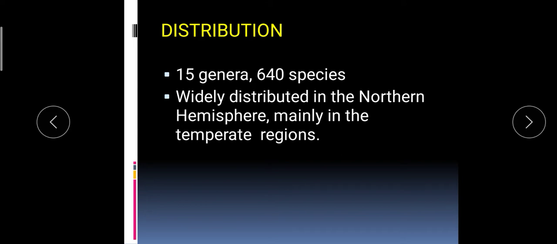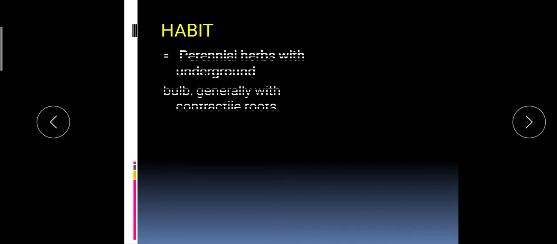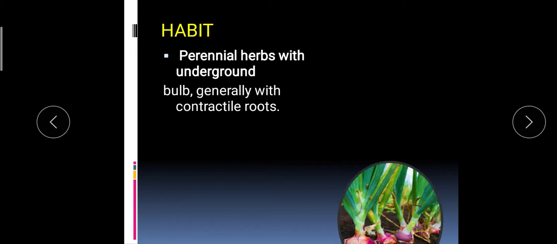And how it is distributed: usually it is widely distributed in the northern hemisphere and also in the temperate regions, and this family includes about 15 genera and 640 species. About the habit of the family, they are perennial herbs. Why is it known as a perennial herb? Because the stem is underground, usually a bulb like our onion, and it produces adventitious roots and survives under the soil, and when it gets favorable conditions it starts growing. That's why it is known as a perennial herb.